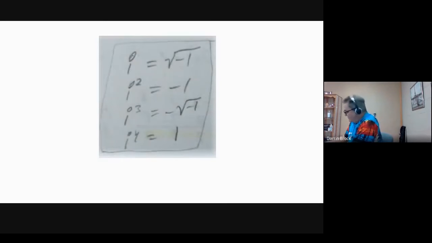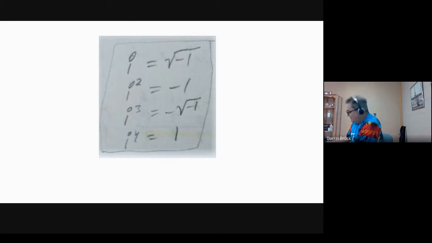i is equal to the square root of -1. So we can use that mathematically because then we can square it. i squared: if you square this, you just get -1, right? Because the square root of -1 times the square root of -1 would be -1.